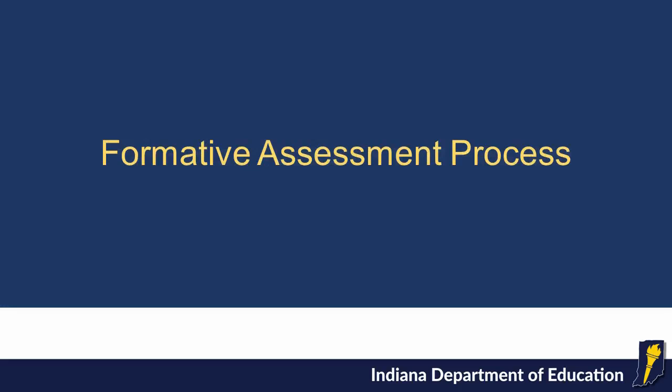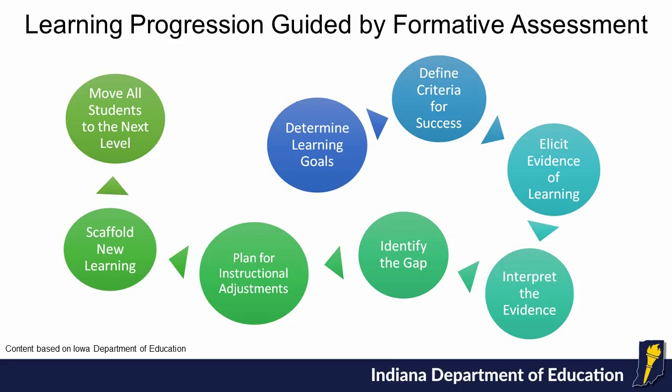Now let's take a look at the formative assessment process. Take a moment to look at the process. You'll notice it starts in the middle of this slide. First, learning goals are determined and criteria for success defined. Using various strategies, evidence of learning is elicited within the classroom, at which point data can be evaluated and any gaps in learning identified. Instructional adjustments are made to scaffold new learning to move all students to the next level. So let's take this visual and put it into words.